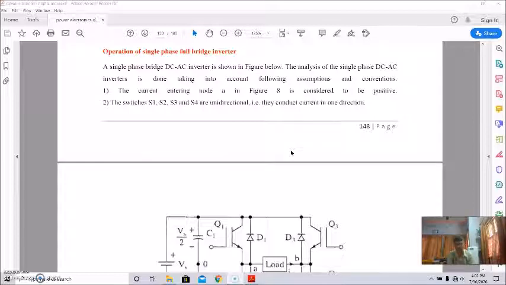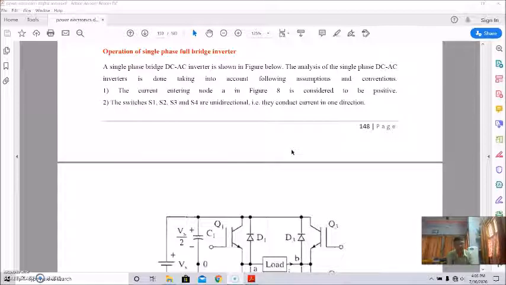When switches S1, S2 are on, the output voltage across the load is positive. Similarly, when switches S3, S4 are on, the output voltage across the load is negative. And diodes D1, D2, D3, and D4 are used as feedback diodes.